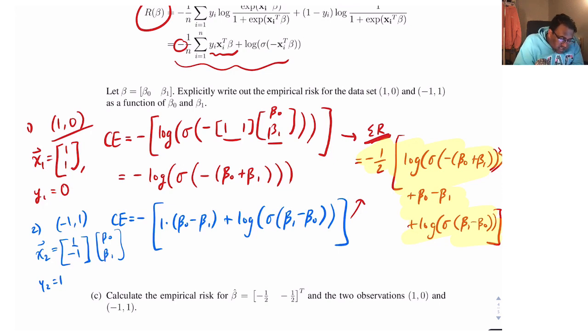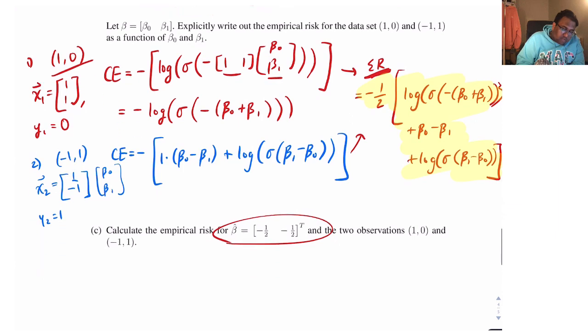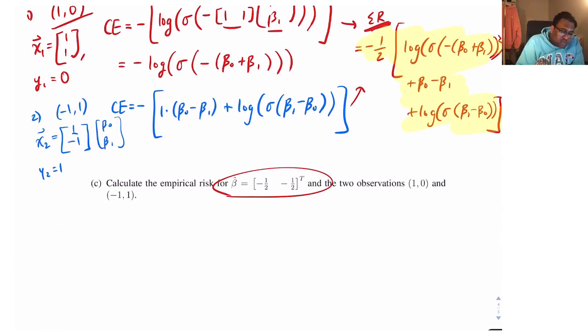Okay, lastly, in part C, we're told to calculate the empirical risk for beta hat equal to this vector for the same two observations. Essentially, what it wants us to do is plug in beta naught equal to -1/2 and beta 1 equal to -1/2 into this expression for empirical risk. It turns out this is actually not that difficult because beta naught and beta 1 in this case are equal, so this term and this term are both equal to 0.